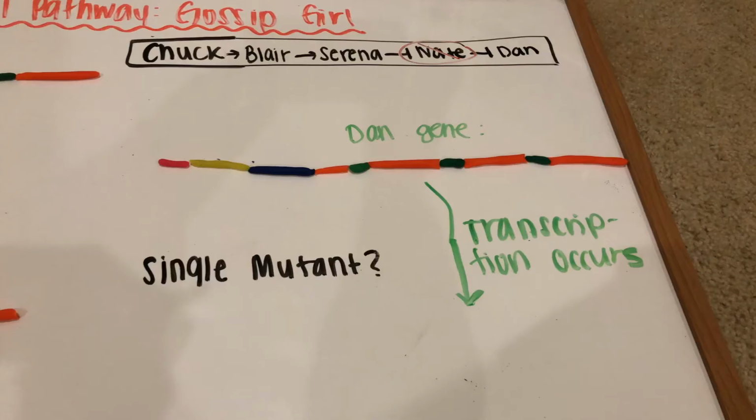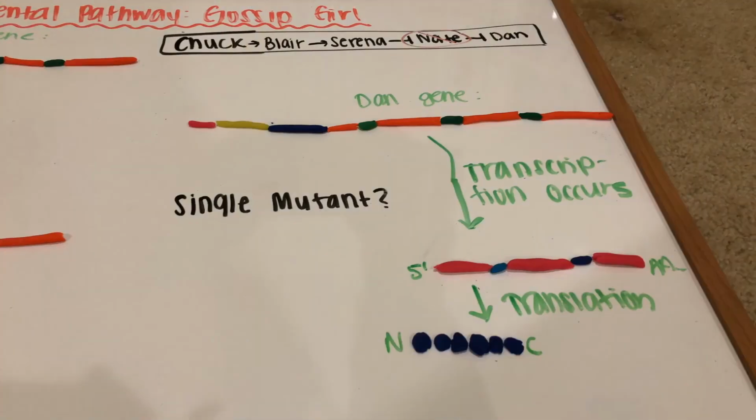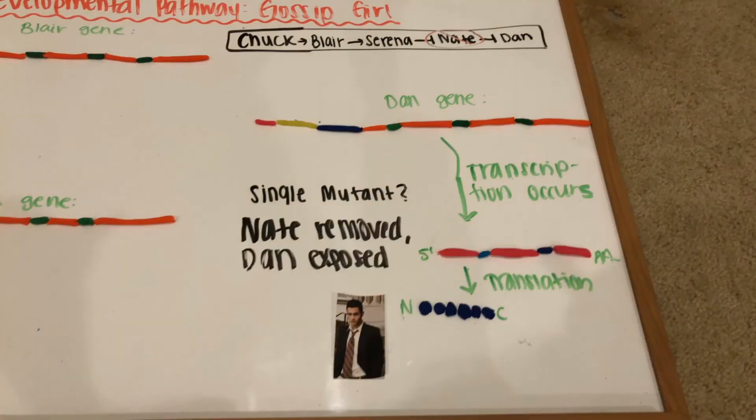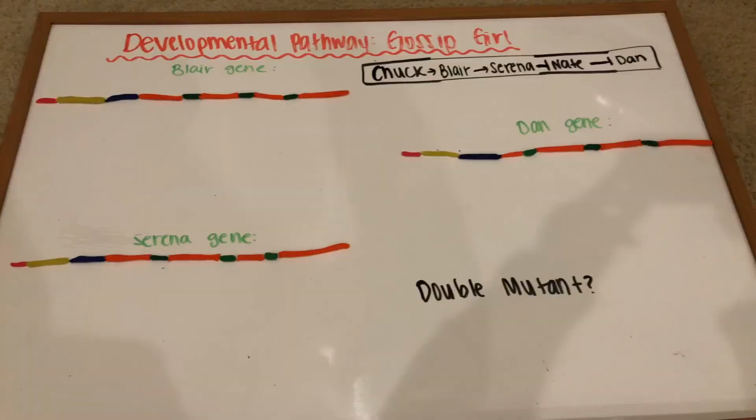Now let's take a look at a single mutation where Nate is removed. Here, Dan would be able to expose himself because the Nate product is not there to inhibit or repress the Dan gene. Along with the possibility of a single mutant, there is a chance that there could be a double mutant in the developmental pathway as well.